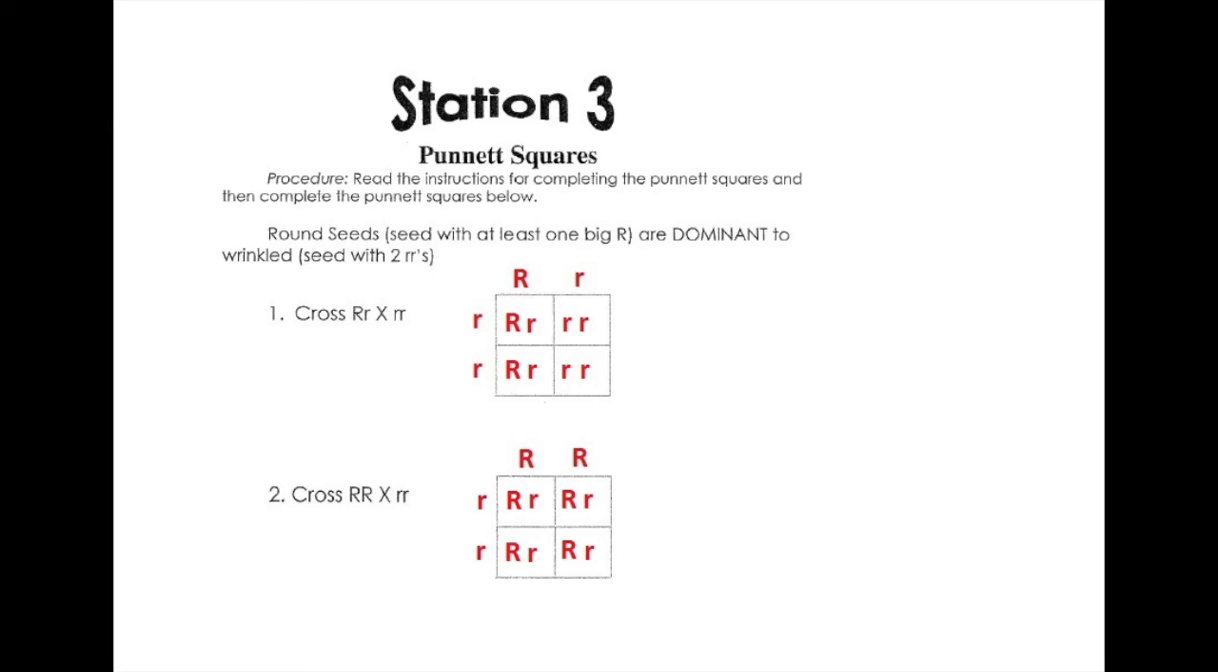So what you wind up with is, number 1, 50% of them are going to be capital R, lowercase r, and 50% of them, or 2 out of the 4, are going to be lowercase r. And in number 2, 100% of them are capital R, lowercase r.